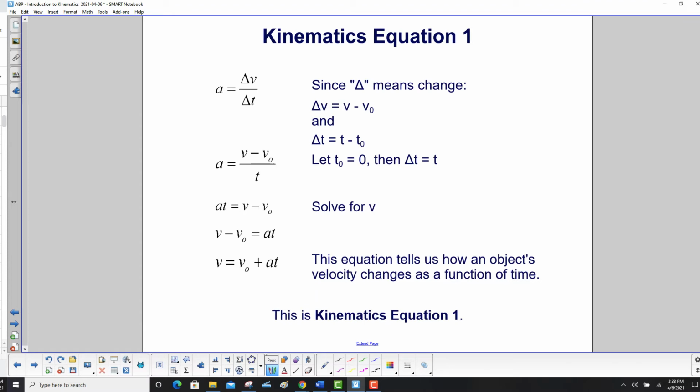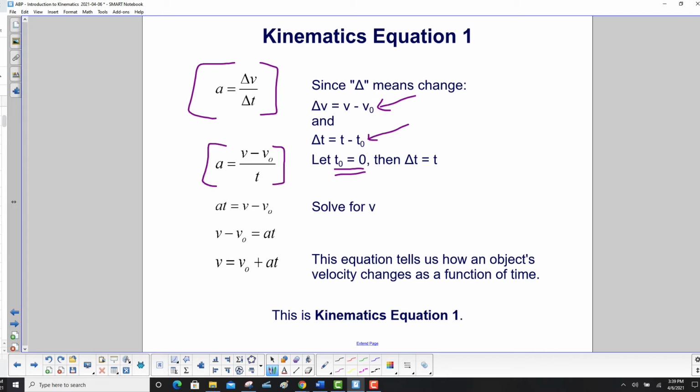Let's derive Kinematics Equation 1, and we're going to start with the definition of acceleration. Delta v means change, so delta v is v minus v0. Delta t is t minus t0, and we're going to let t0 equal 0. We'll start the clock then. Therefore, delta t will just be t. So we have a is v minus v0 over t.